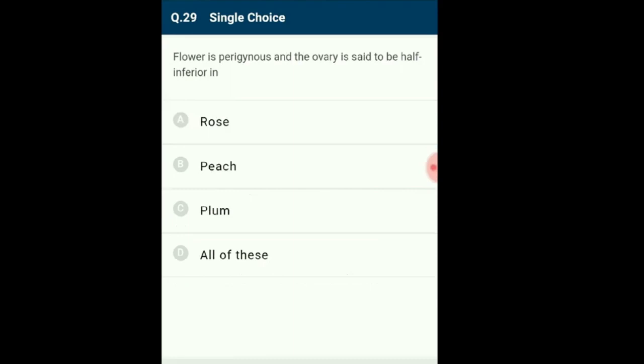Question number 29. The flower is perigynous and the ovary is said to be half inferior in. A half inferior ovary, also known as half superior or partially inferior, is embedded or surrounded by the receptacle. Such flowers are termed perigynous or epigynous. The flower is perigynous and the ovary is said to be half inferior in rose, peach and plum. So the answer for this question is option D, all of these.